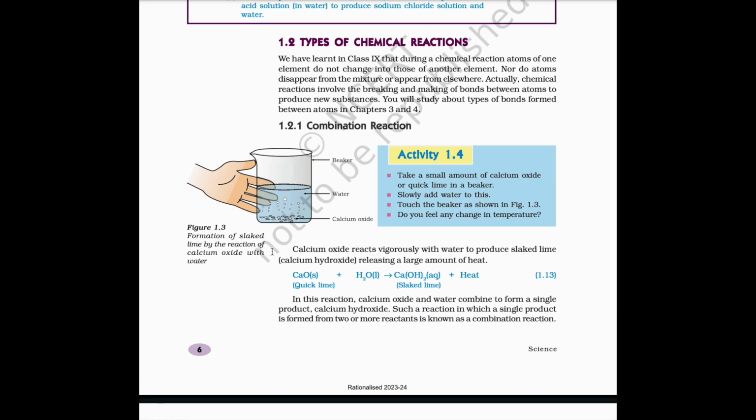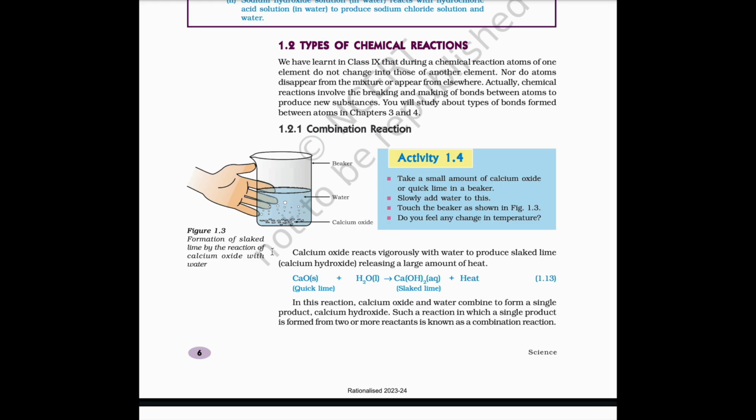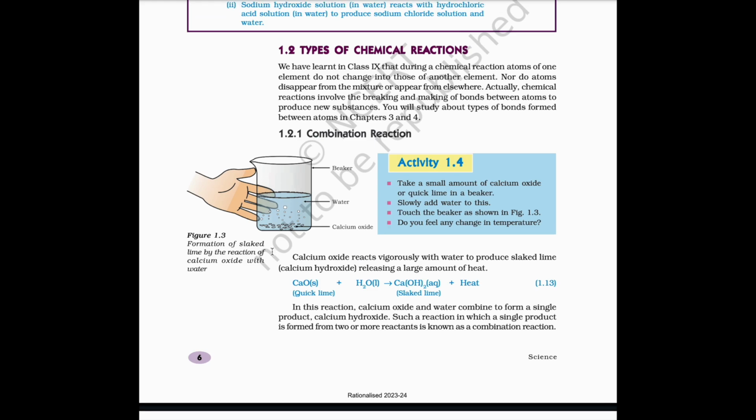1.2 Types of chemical reactions. We have learnt in class 9th that during a chemical reaction, atoms of one element do not change into those of another element, nor do atoms disappear from the mixture or appear from elsewhere. Actually, chemical reactions involve the breaking and making of bonds between atoms to produce new substances. You will study about types of bonds formed between atoms in chapters 3 and 4.